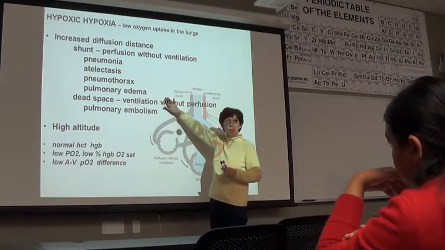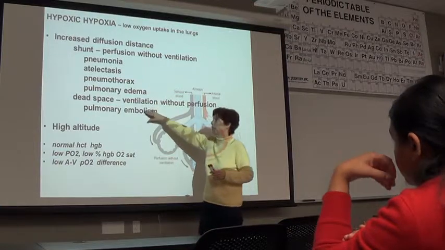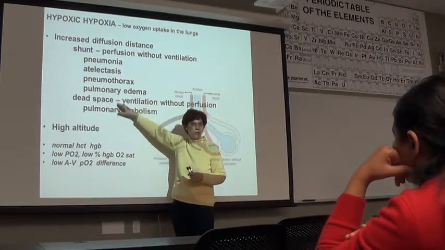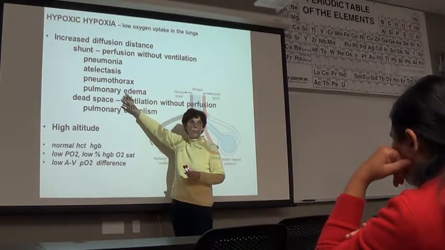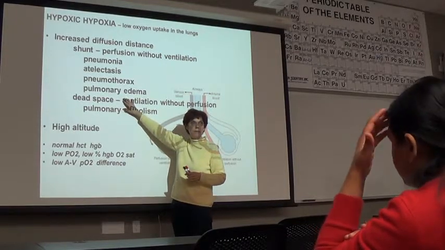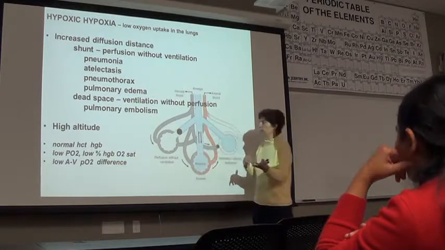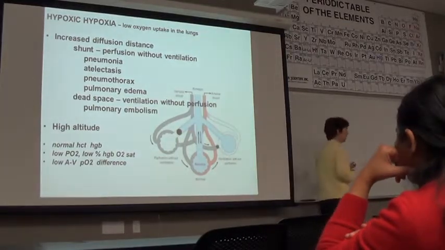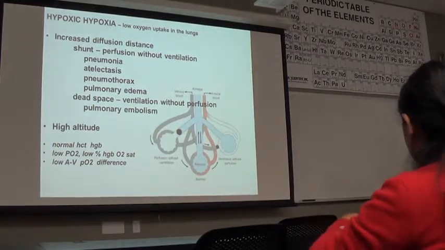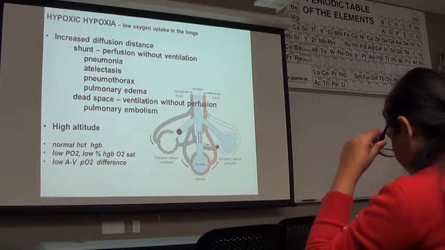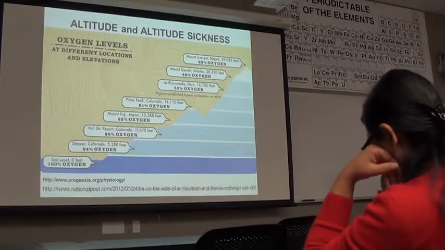Or it could be a normal amount of oxygen in the air, but a problem getting it across the respiratory membrane. So both COPD, both obstructive and restrictive diseases, could cause a problem with the diffusion. High altitude is what we're going to look at here because it's a more interesting kind of problem.